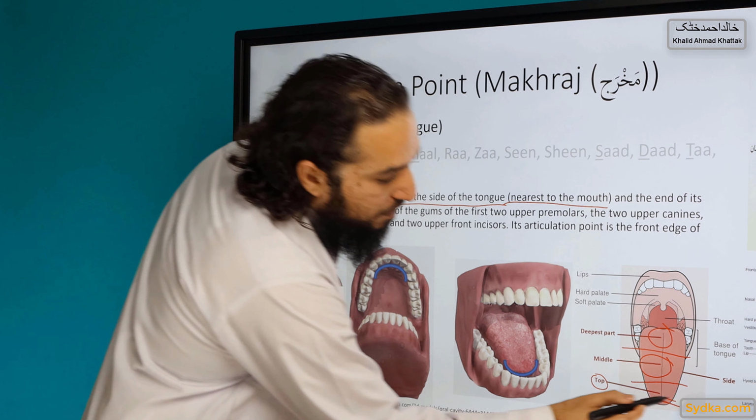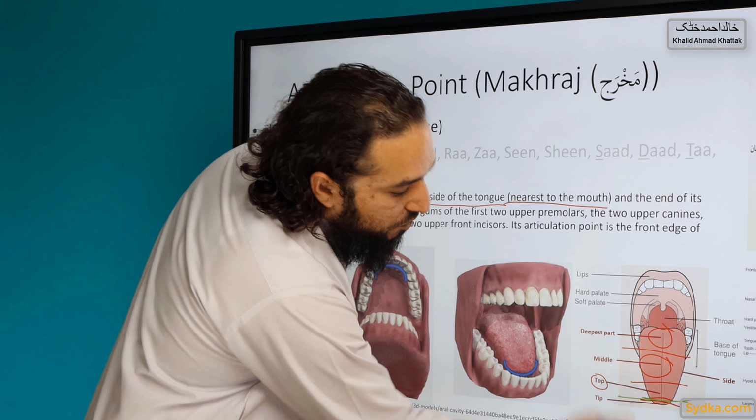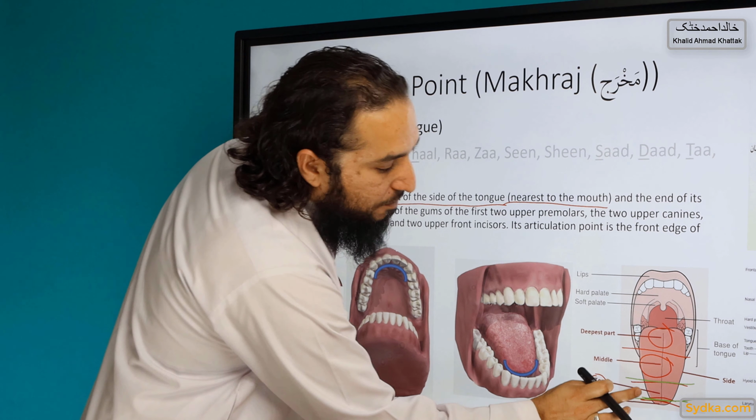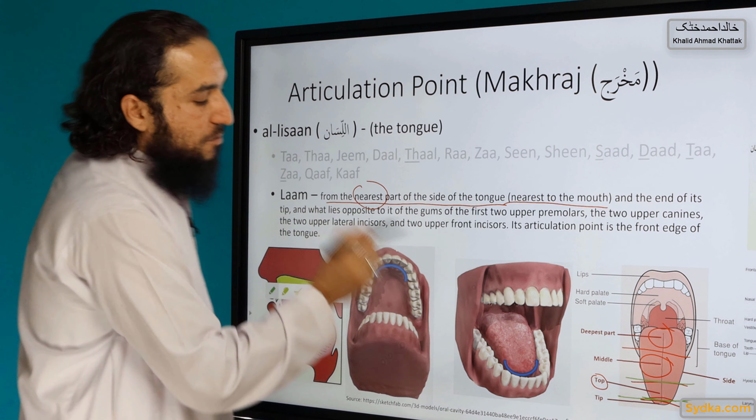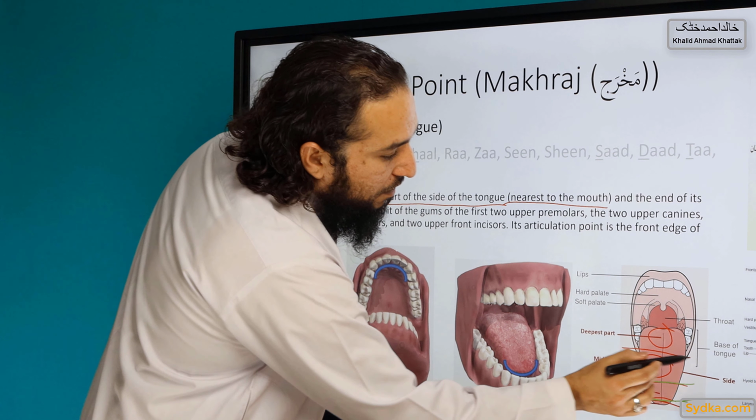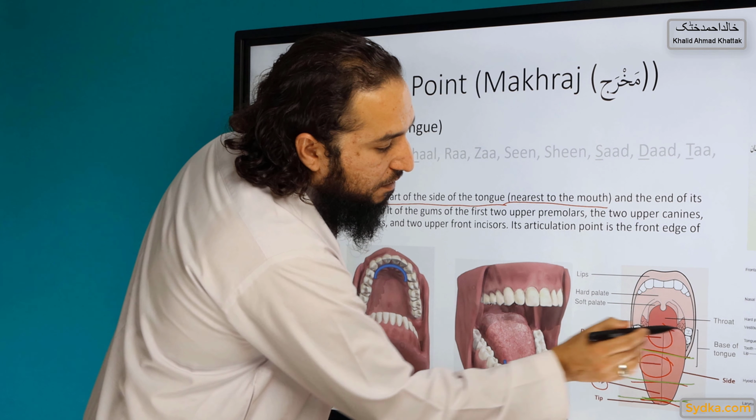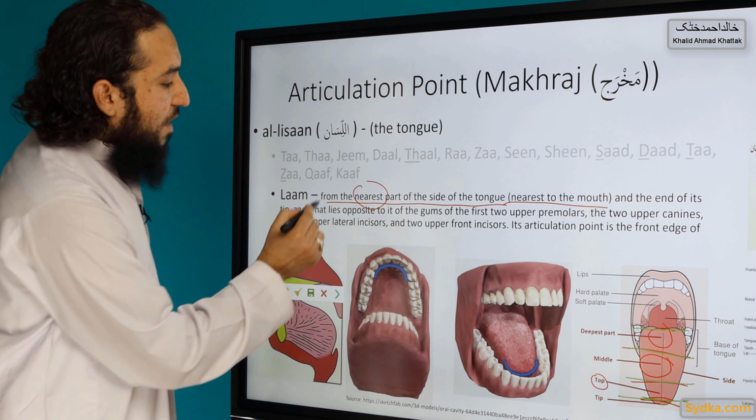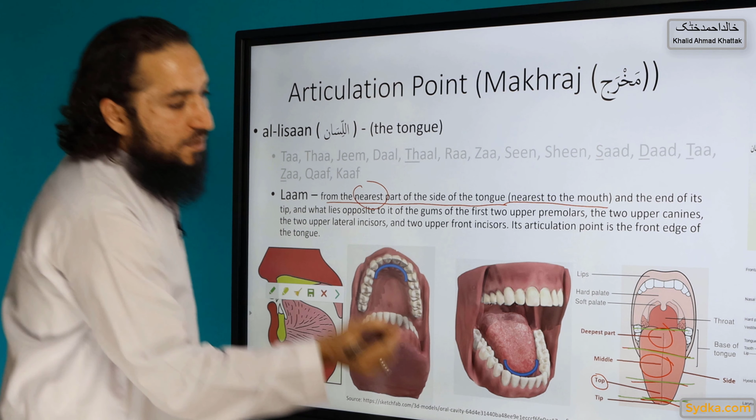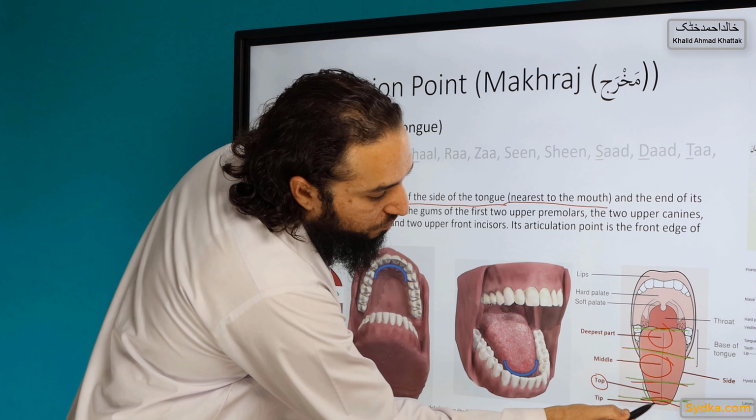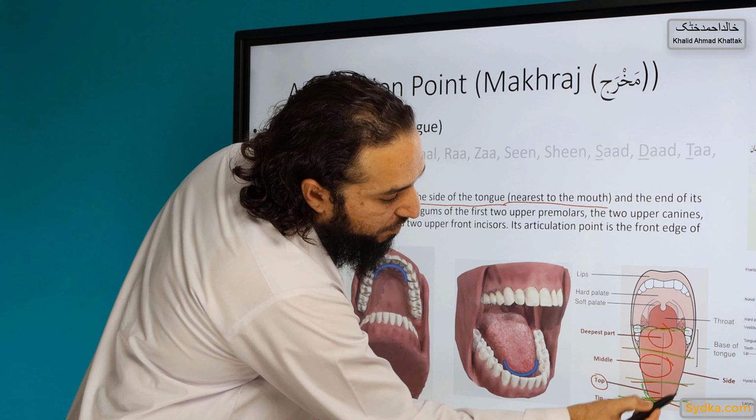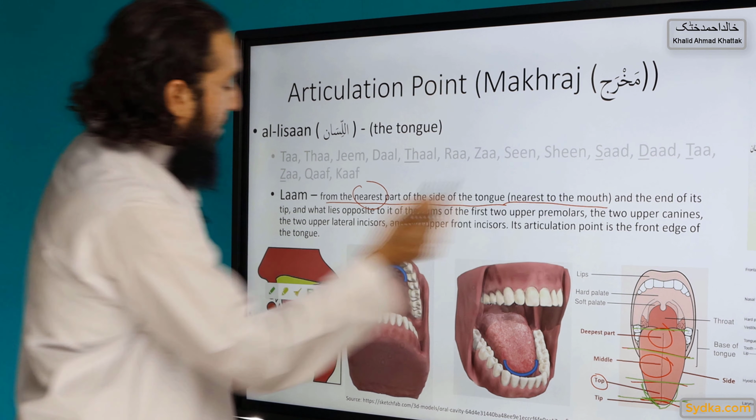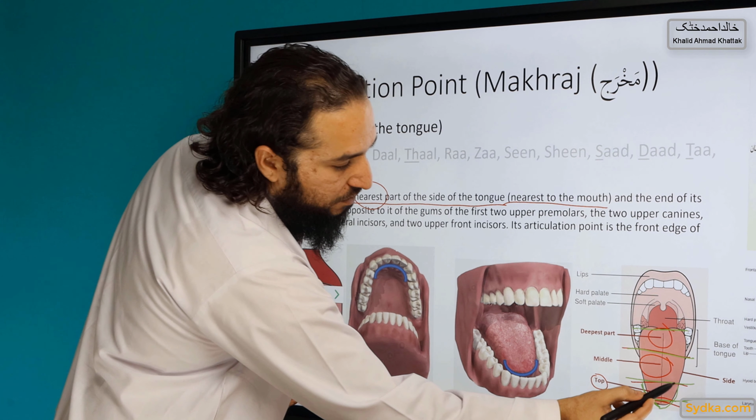Okay, so this part, the first one is the tip of the tongue, this one is the top of the tongue, or the nearest part of the tongue. This is the middle part of the tongue, and this is the deepest part of the tongue. So it says from the nearest part of the side, so it's actually from here to here, or from here to there. It's referring to that. And at the end of its tip, so it's referring to that from here to there.